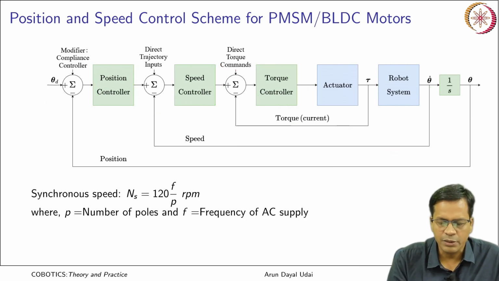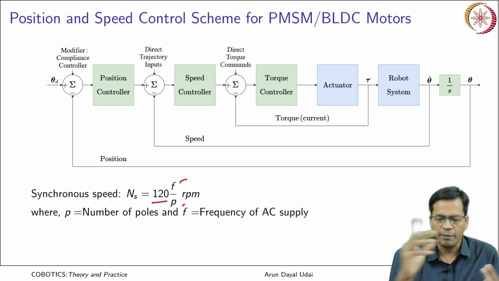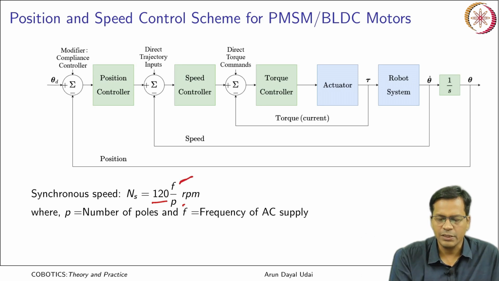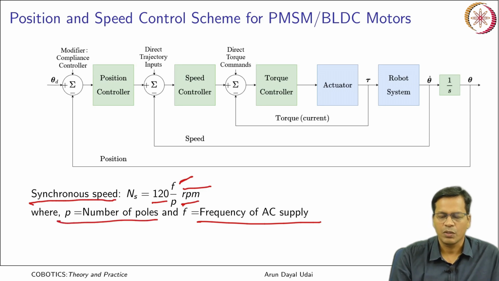So, the synchronous speed is actually 120 F by P. You see these motors, they do not just have 3 poles, they have multiple poles. So, if F is the frequency of the AC supply, that is the inverter supply, P is the number of poles, so synchronous speed in that case would become 120 F by P revolutions per minute. Okay. P is the number of poles.